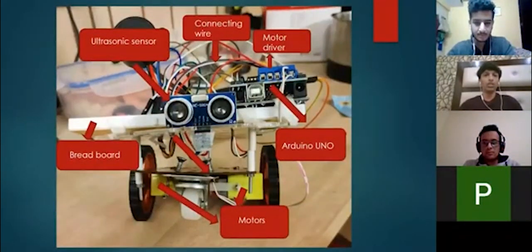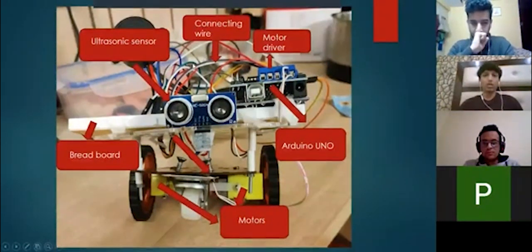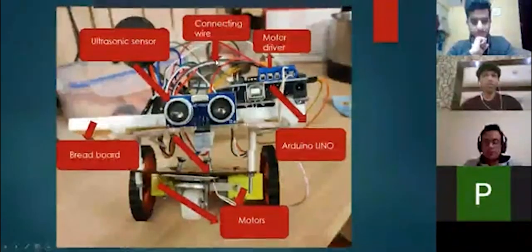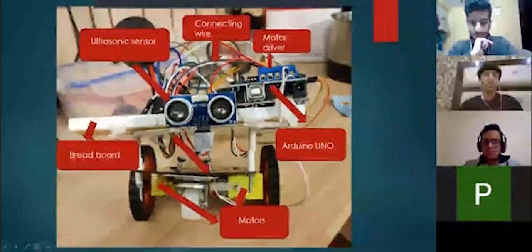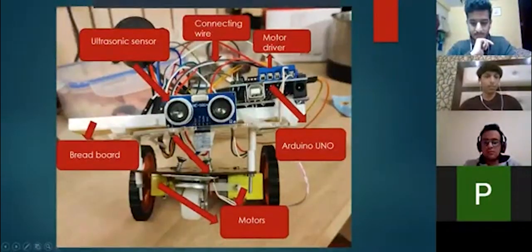As you can see, these are the various components which have been marked on our project as follows. This is the ultrasonic sensor. These are the connecting wires. This is the motor driver IC, which is L293. This is the Arduino Uno, which is our microcontroller. These are the motors, which are 9-volt motors, and this is a breadboard.